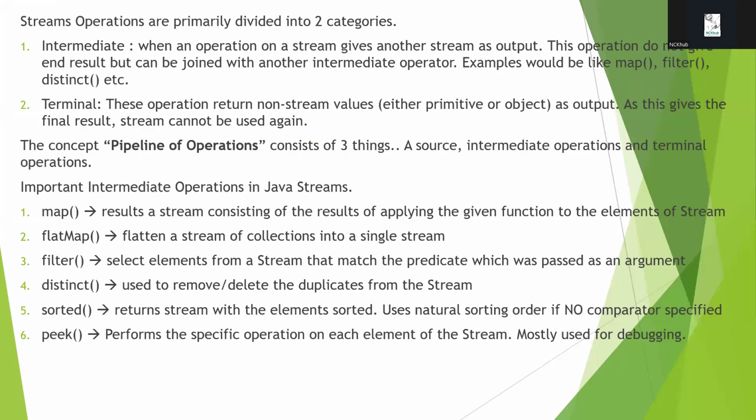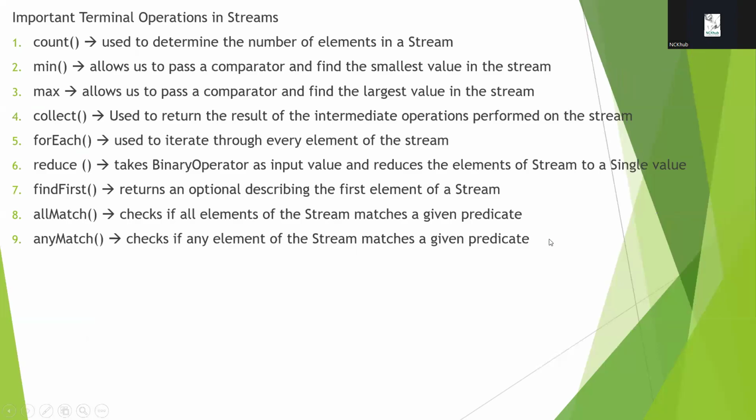What is a terminal operation then? If a particular operation is performed on a stream and the output of that operation can either be a primitive value or an object, but not another stream, that particular operation is called a terminal operation. Examples for intermediate operations would be map, filter, distinct, etc. Examples for terminal operations would be count, min, max, collect, forEach, reduce, etc.